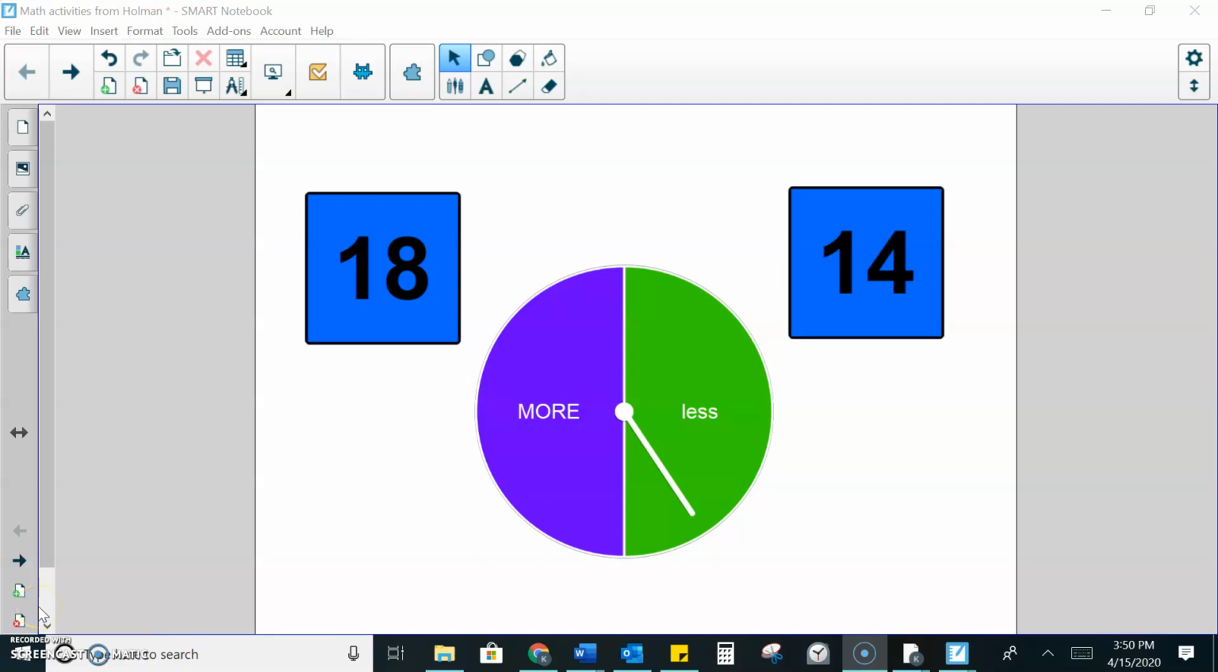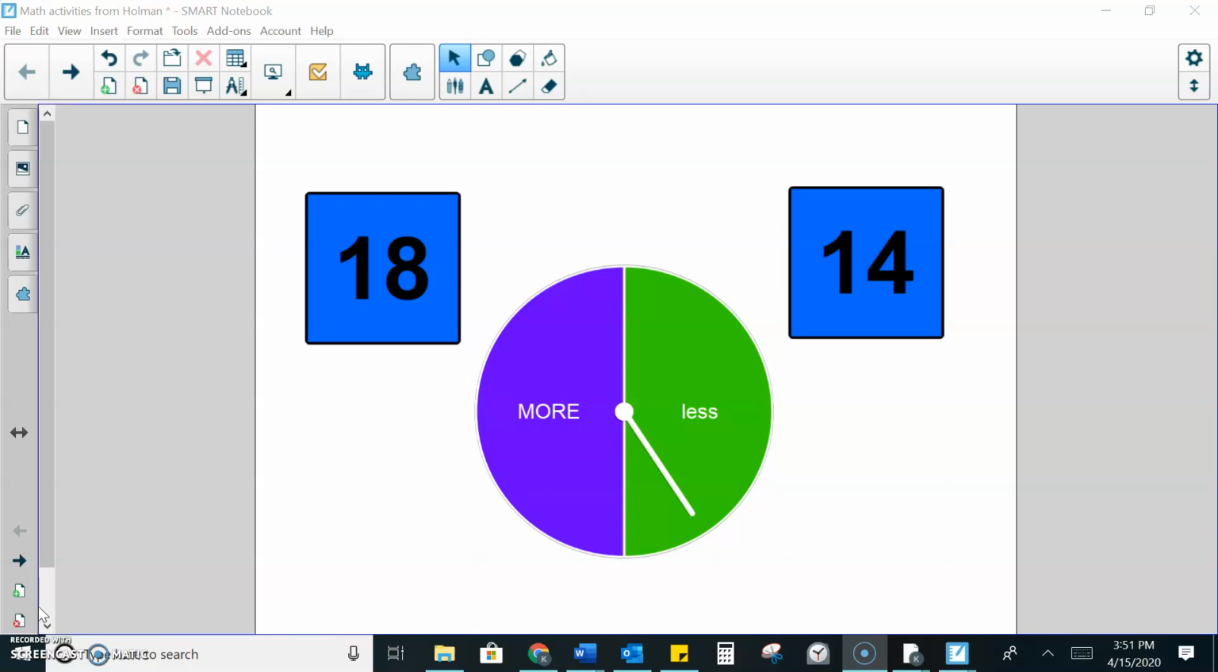Hey guys, this is Mrs. Gresham. We are going to work on comparing numbers today. That means we are going to look at numbers and decide, is that number more than or greater than another number? Or is that number less than or fewer than a number?